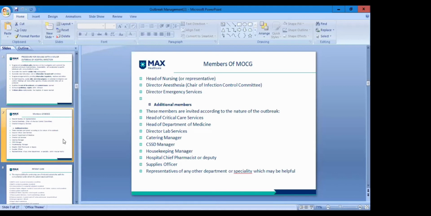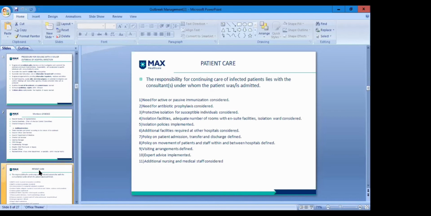So for any other department, say if we started seeing cases, I will give you the example of ENT and ophthalmology. When we started having more cases of mucormycosis, the HODs of ENT and ophthalmology were involved as members of the OCG. So the members can increase or decrease according to our needs and according to the identification of the outbreak. As for patient care, the responsibility for any continuing care of infected patients lies with the consultant under whom the patient is admitted.